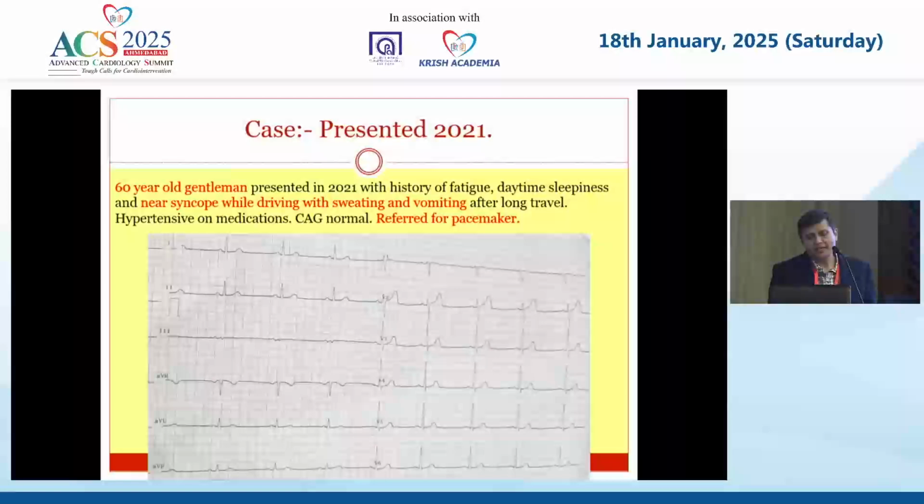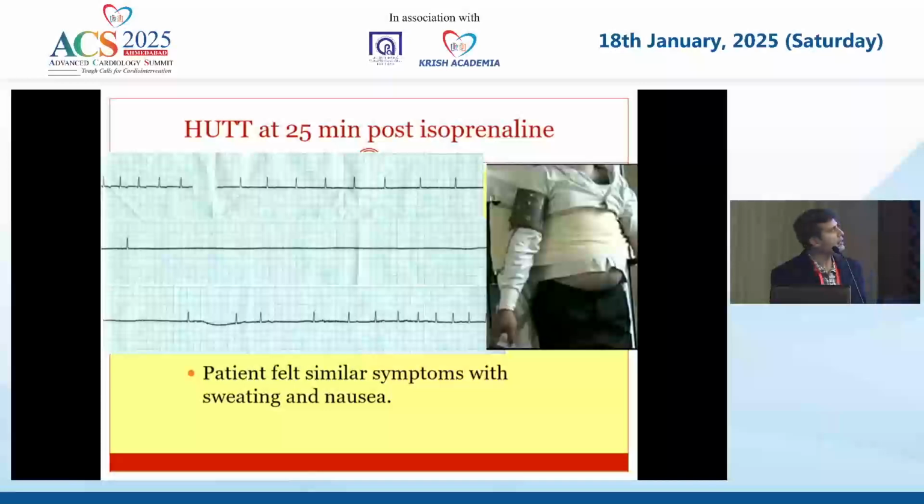Again, bradycardia treated, referred for pacing, and had syncope, sweating and vomiting, and we did the HUD test, which was showing a long pause. So how many would put a pacemaker in this? I think everybody agrees that everybody would.